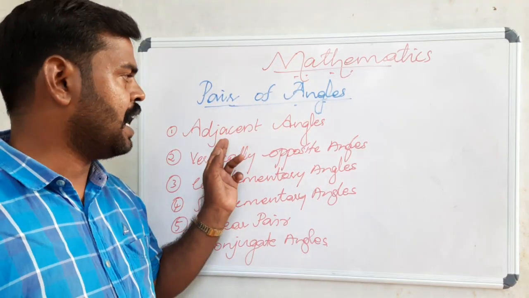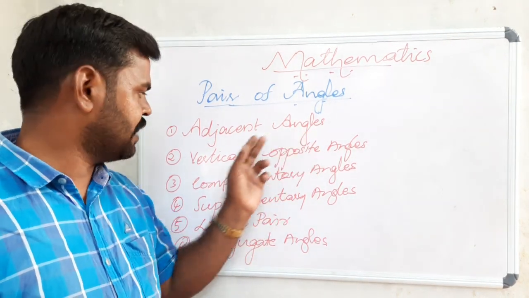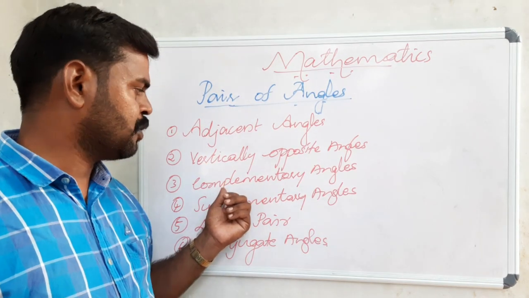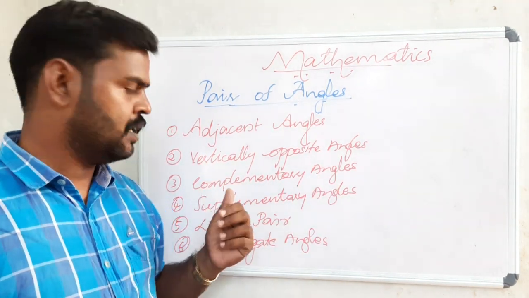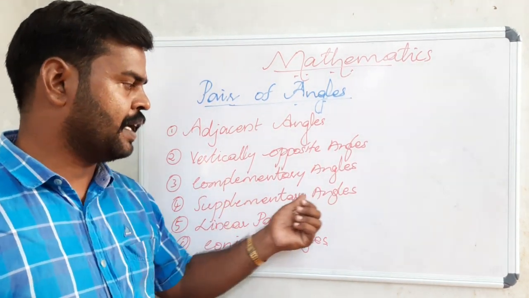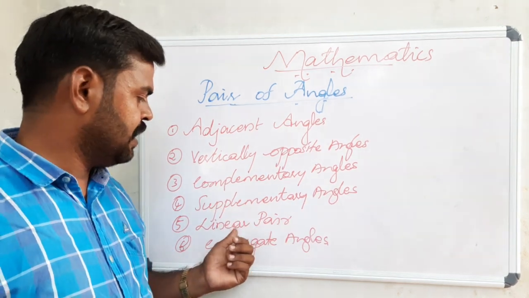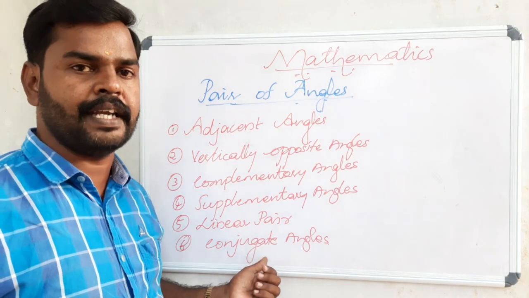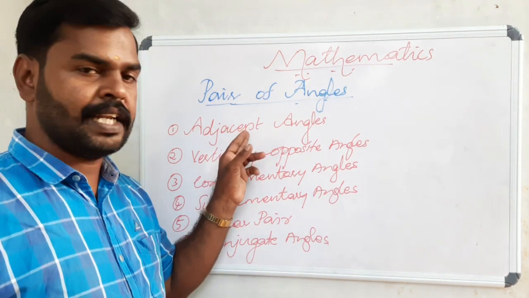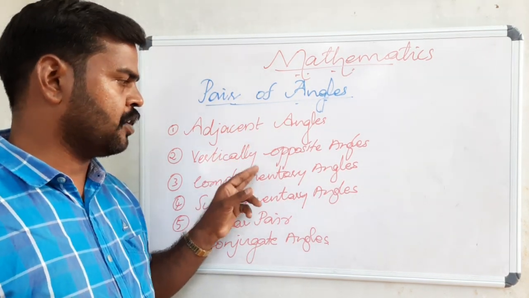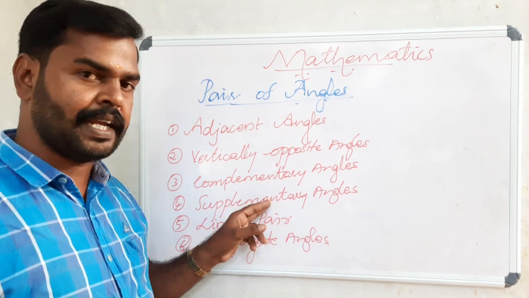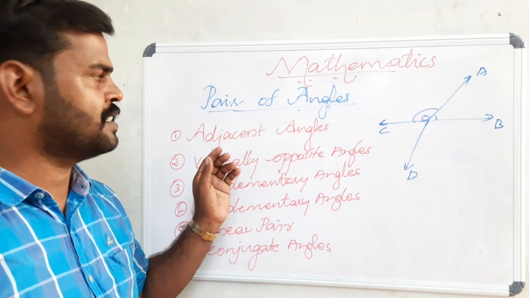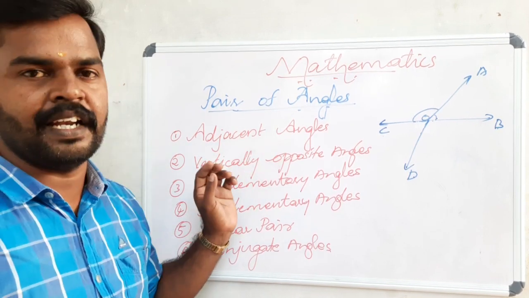First one is adjacent angles. Next, vertically opposite angles. Third one, complementary angles. Fourth one, supplementary angles. Next, linear pair. And last one is conjugate angles. Let us discuss adjacent angle first of all.